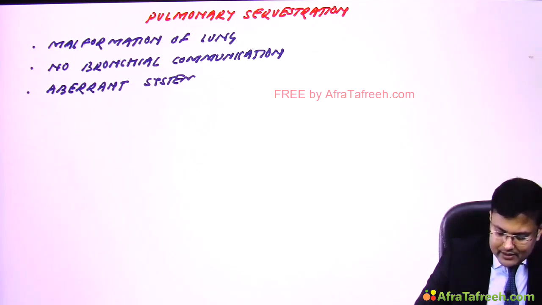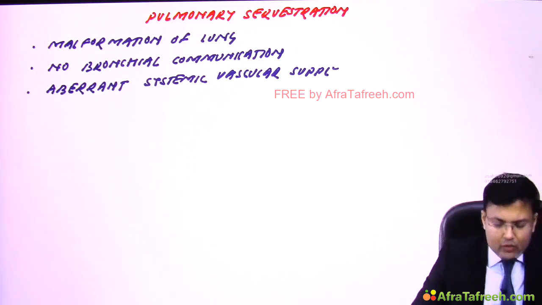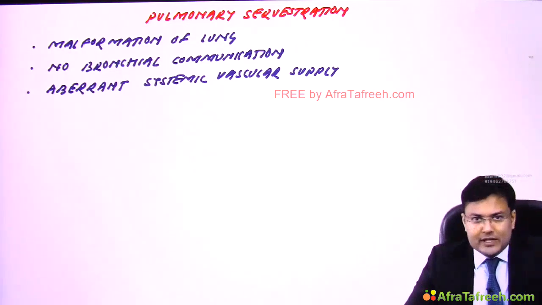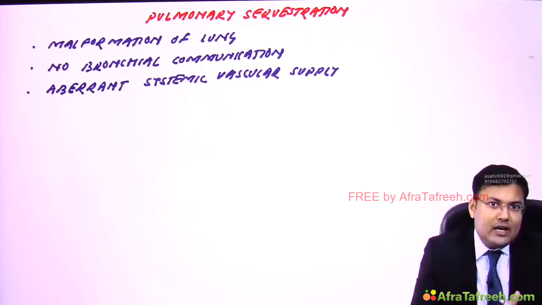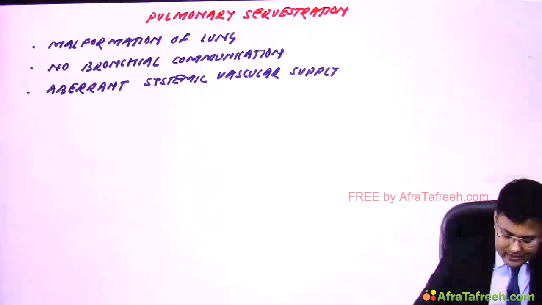Okay, aberrant systemic vascular supply. Simple. Now see, what's the most common site of pulmonary sequestration? So it's the posterior-basal segment of left lower lung. Most common site. This is a frequently asked question, and it is asked in pediatrics also.